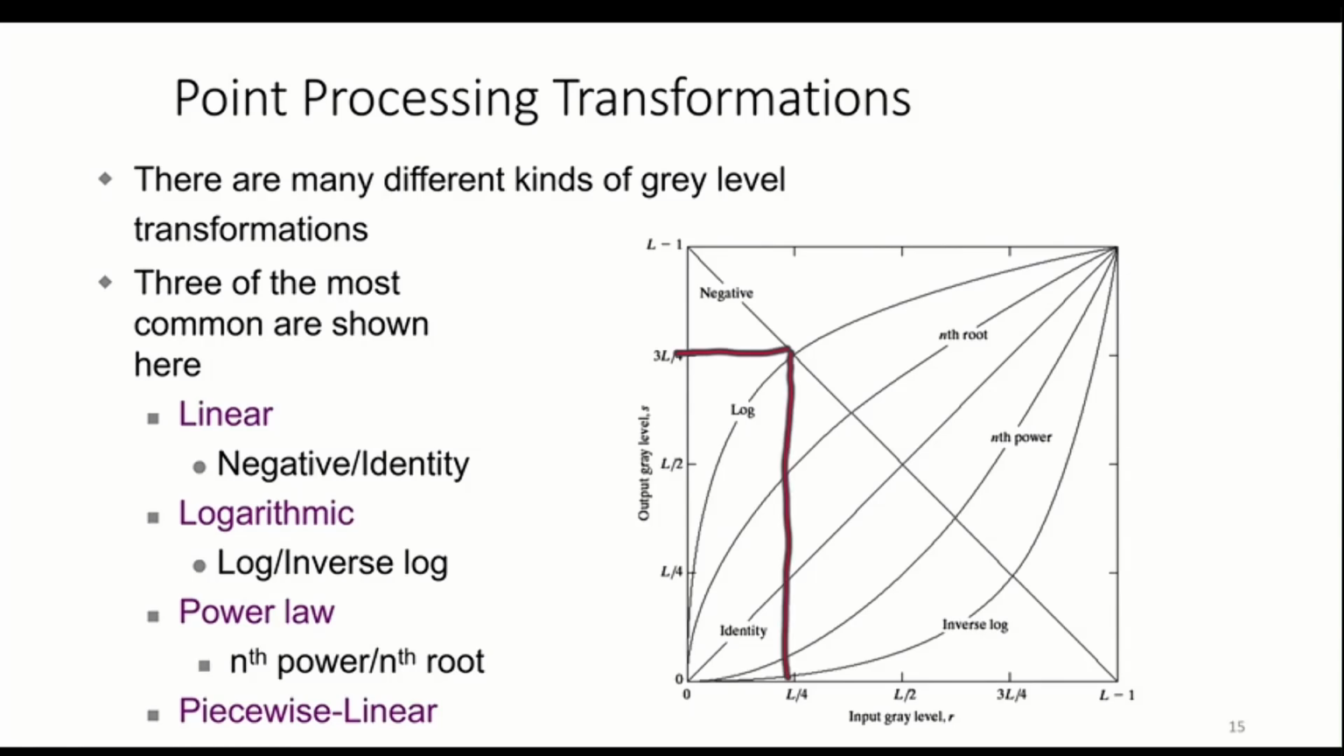Let's say L is 256. L by 4 is 64, right? 64 will be changed to 3L by 4. What is 3L by 4? 190. Fine. So it means that we are changing according to this curve.